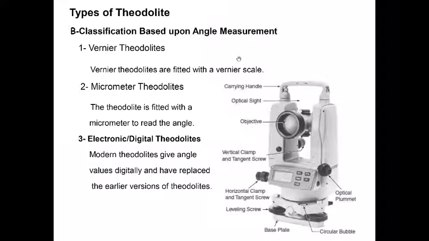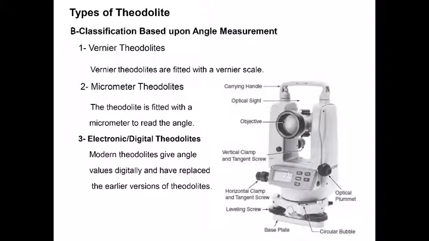Earlier we had vernier scales inserted in the instrument. When you rotated the instrument in the horizontal plane about the vertical axis, you could read off the vernier scale. Then you could read off a micrometer scale. But now we have electronic or digital theodolites. They have a screen, and when you rotate your instrument, the angle keeps on changing on this small screen, and you can read it off directly.